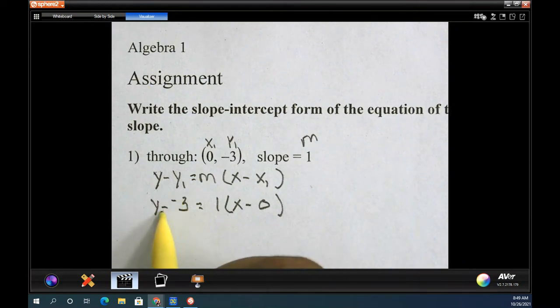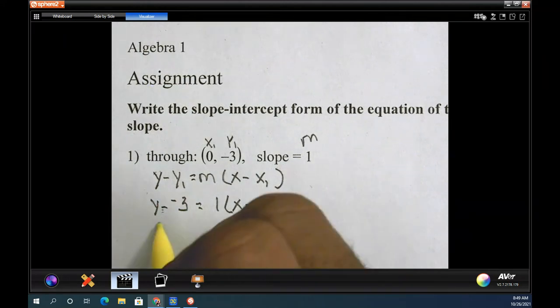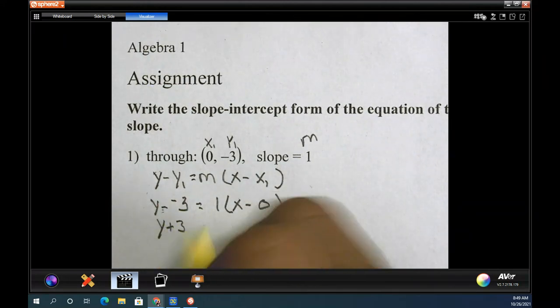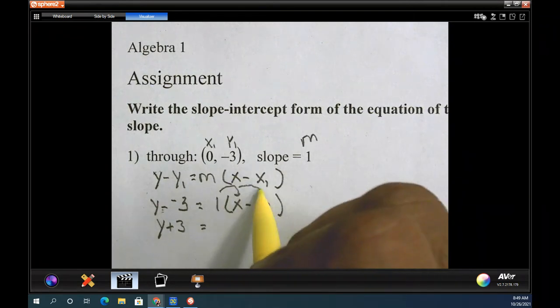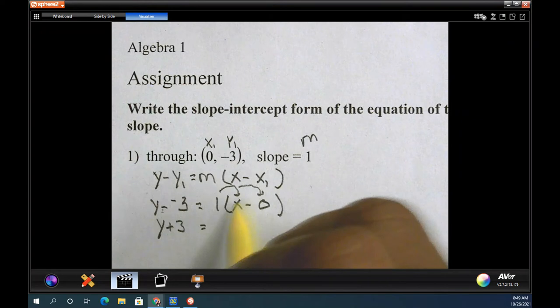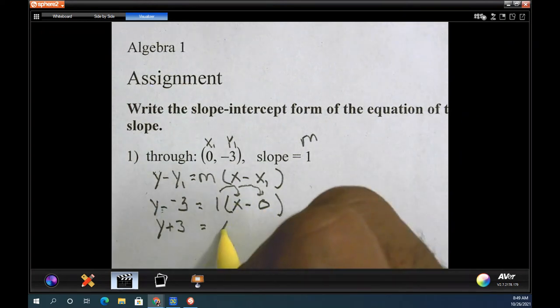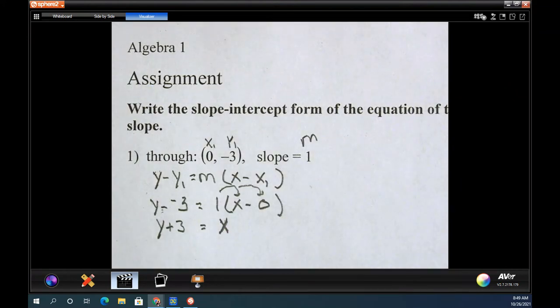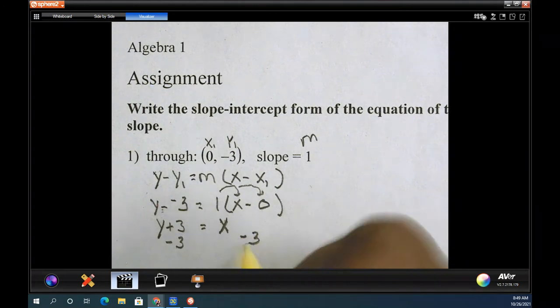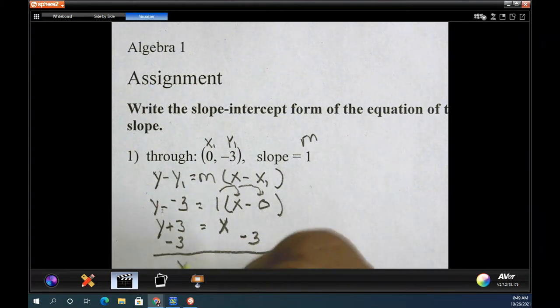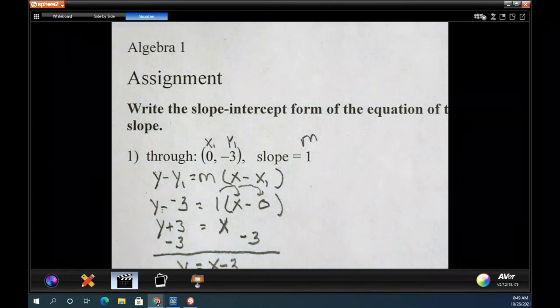You need to do this. What does minus a negative turn into? Positive. So it becomes y plus 3 is equal to, and we can go ahead and distribute here. 1 times x is still x. 1 times 0, 0. So all we have to do is write x. The coefficient is still understood to be 1. So all you have to do is subtract 3 from both sides. So you get y equals x minus 3. There's your answer right there.